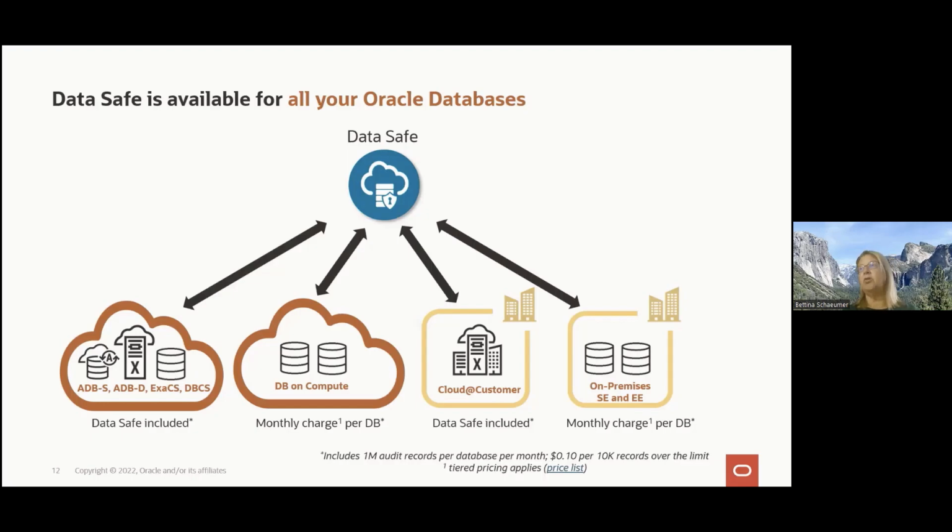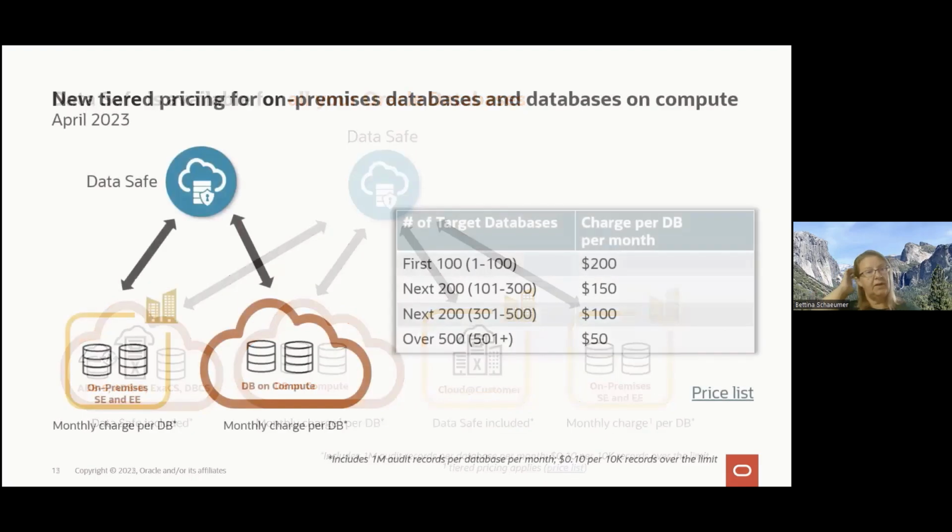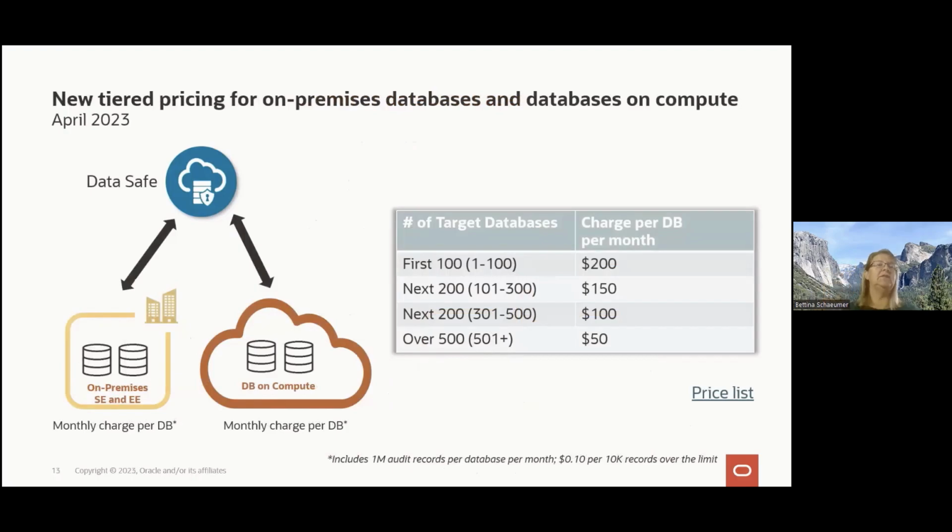With that, I'm already going over to the enhancements we've done, or what has changed. So one of the things we have done is we introduced a tiered pricing for those on-premises databases and databases on compute, where we have a monthly charge per database. So this was introduced in April, so last month. And what we did here is, depending on how many databases you register in DataSafe, there is a tiered pricing. So the first 100 databases are charged at $200 per database per month. That's the price we always had in DataSafe.